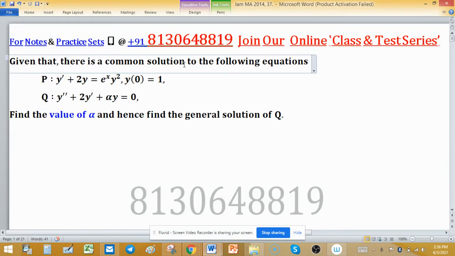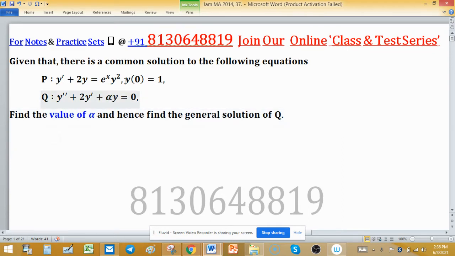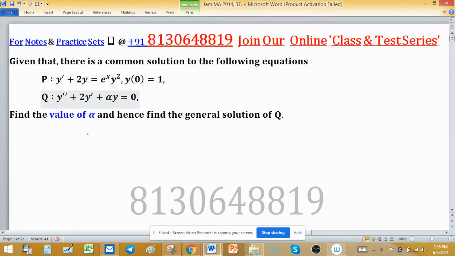Given that there is a common solution to the following equations, this is the first equation and this is the second differential equation. Find the value of alpha, which is used in the second equation as Q, and find the general solution of Q. So this is the second part, and in a numerical answer type, this problem can be asked: find the value of alpha. So we have two equations and one condition.